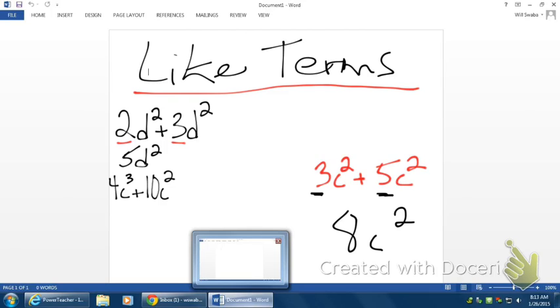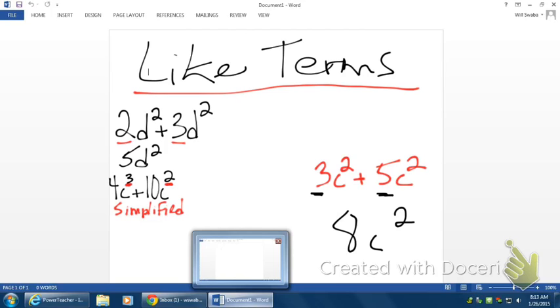Freddie? If they have different exponents, like they have the 3 and the 2 here, even though they have the same variable, these are not considered like terms. These are considered unlike terms. So, in that case, do you think I can combine them? No. So this would actually be considered simplified. That would be considered simplified.